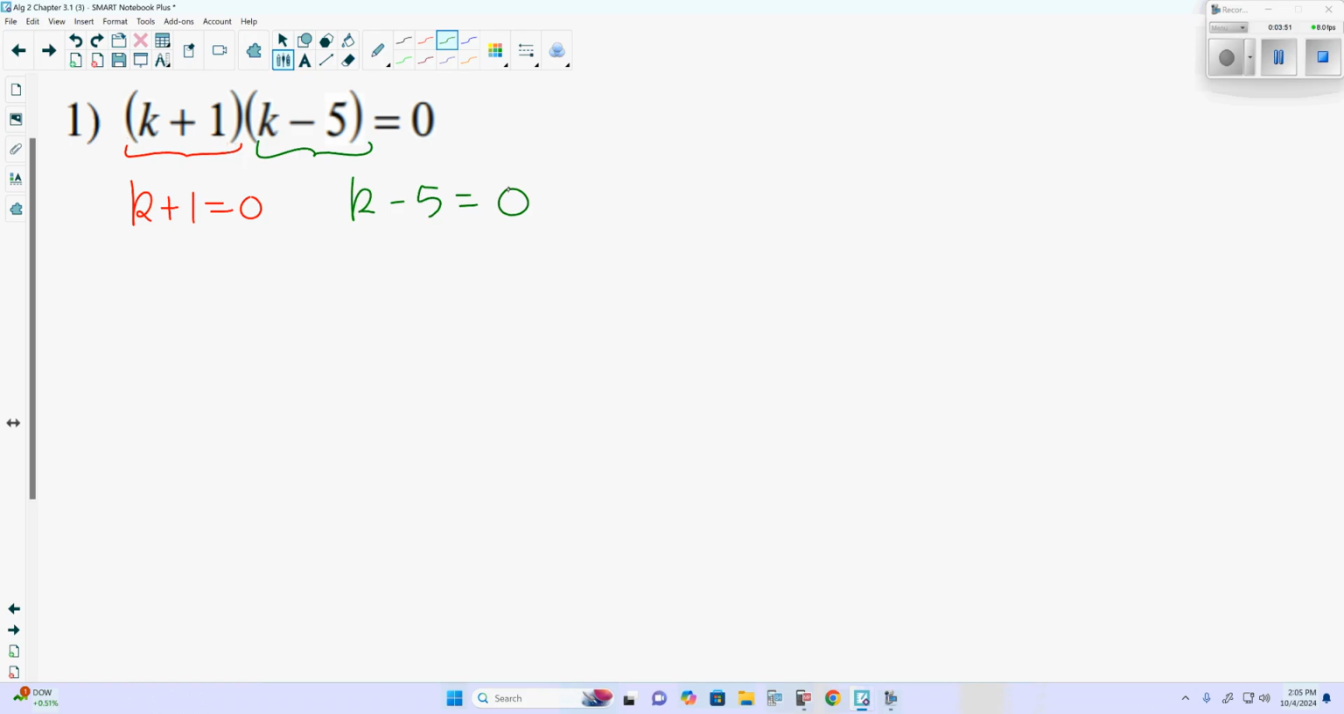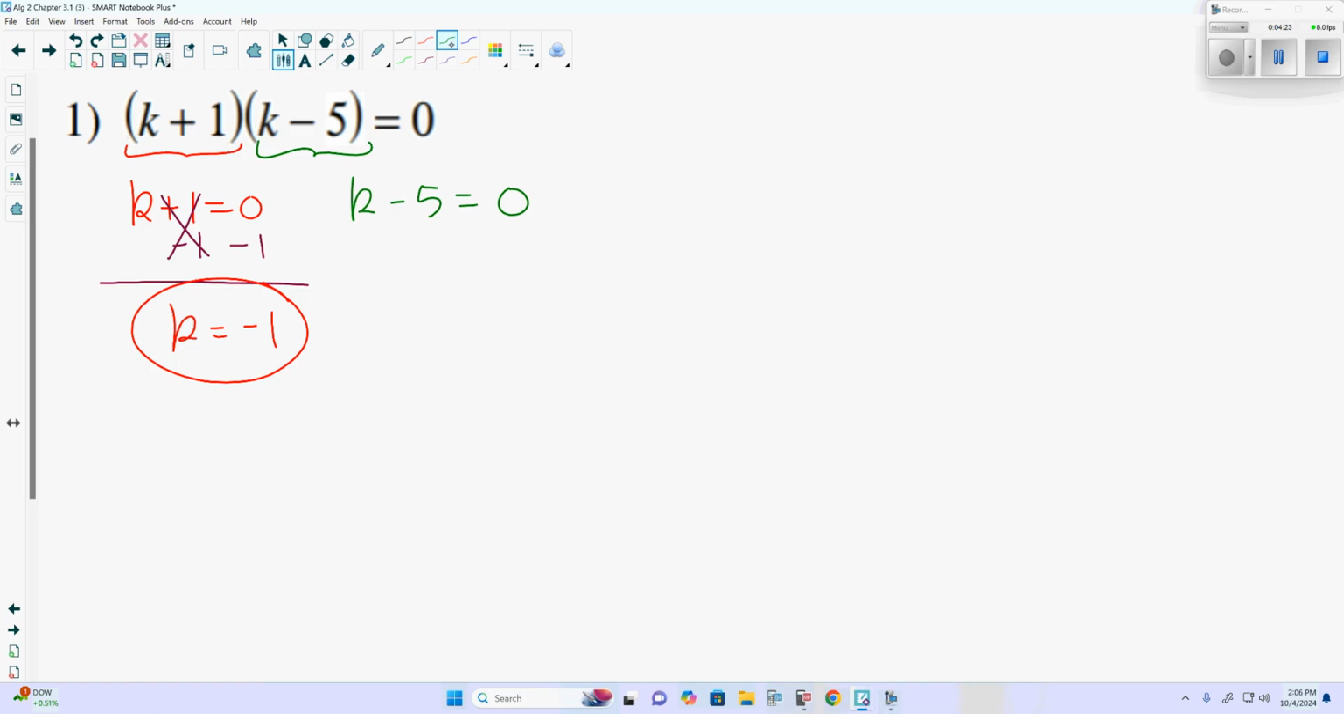Now we just need to solve. k plus 1 equals 0. Well, first thing we can do is subtract 1 from both sides, because 1 minus 1 is 0, telling us, keep color scheme, k equals negative 1. Questions on the first part? Are we ready for the next part?